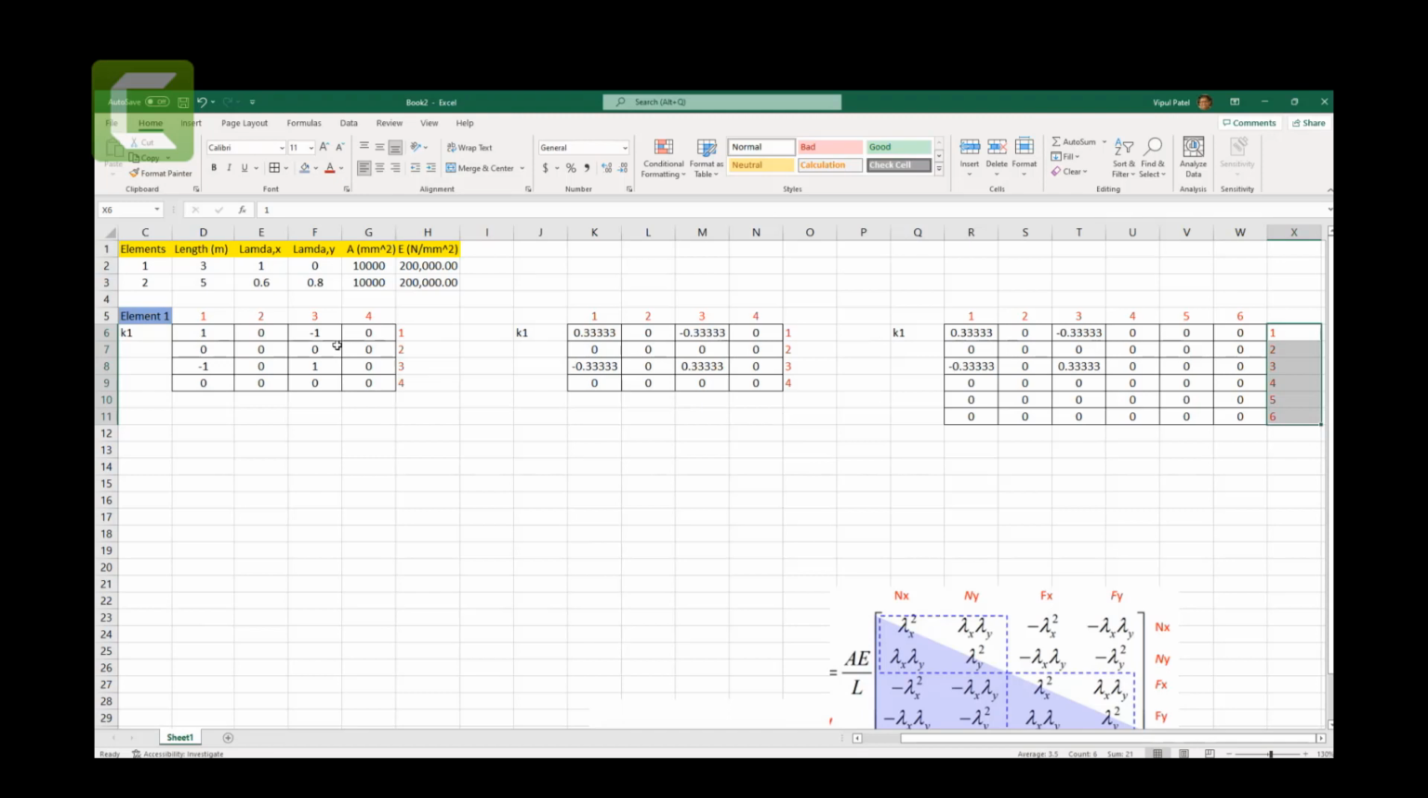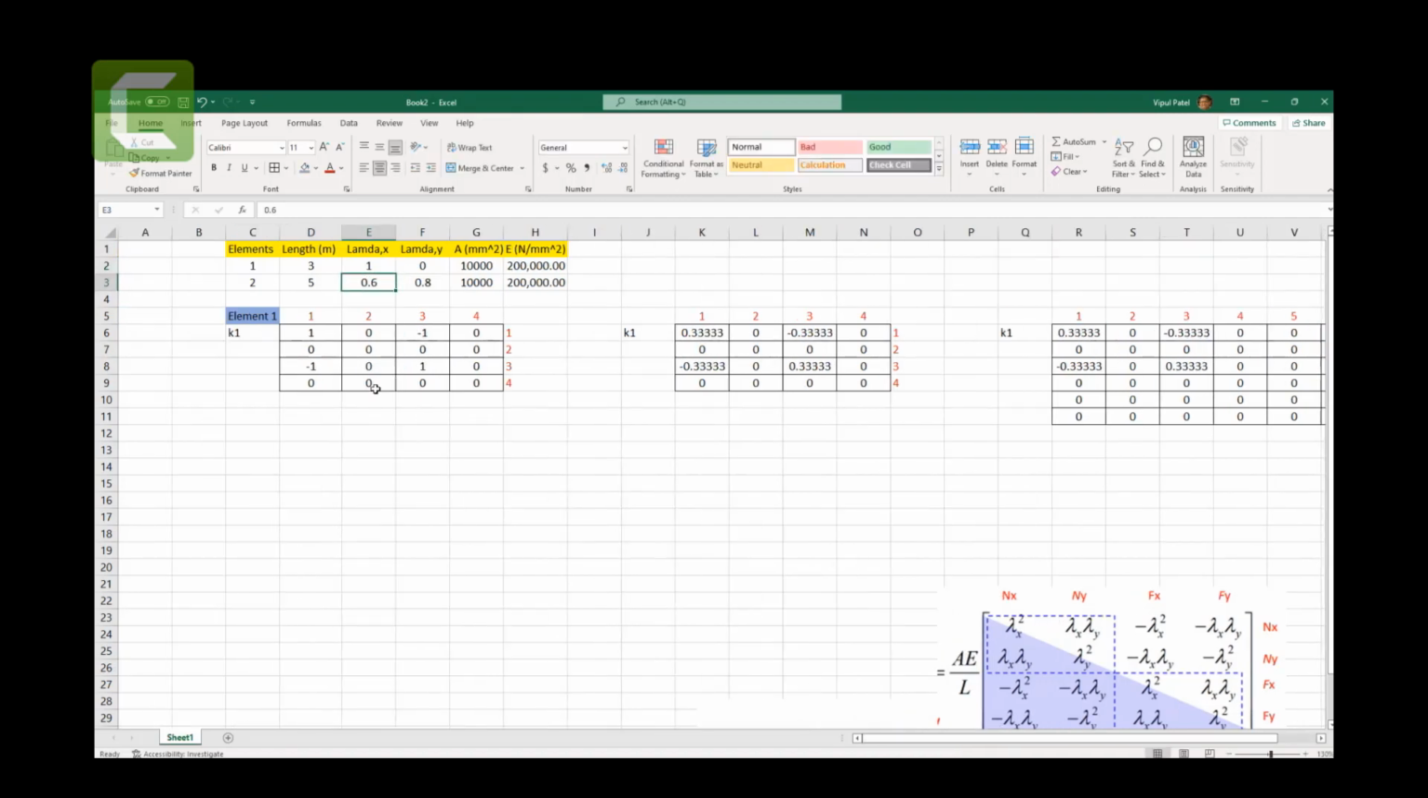So K1 done. And you can see that if I change these ones, 0.5, bang, all are changing. If I say 0.6, all are changing. Well done. Same story, nothing so much. We're going to do element number 2, and K2.